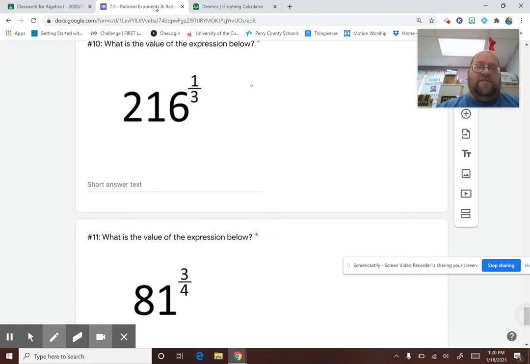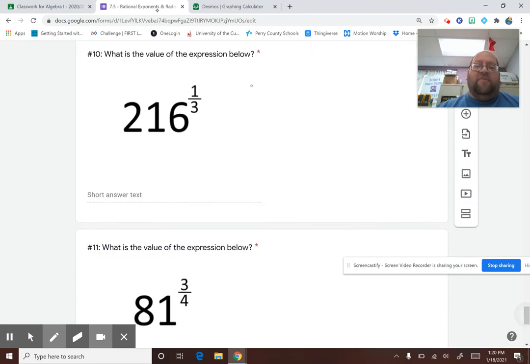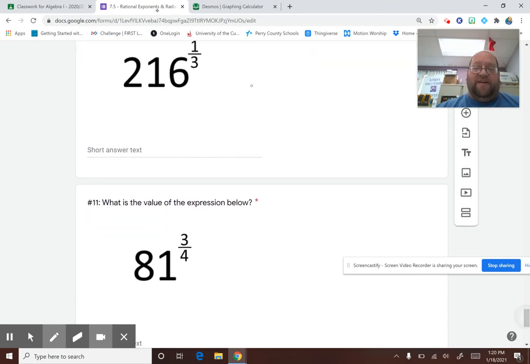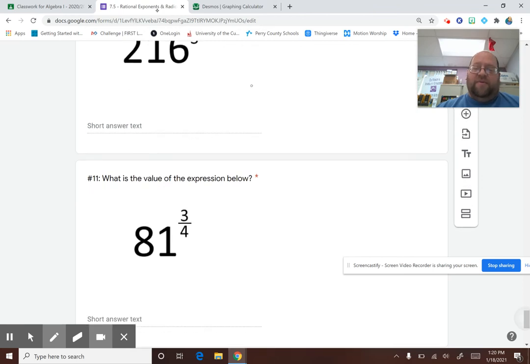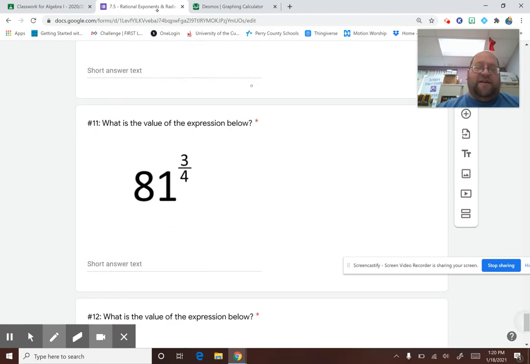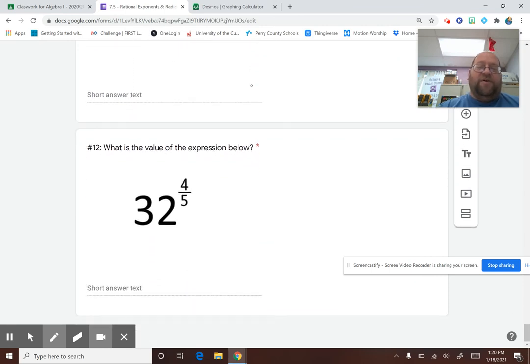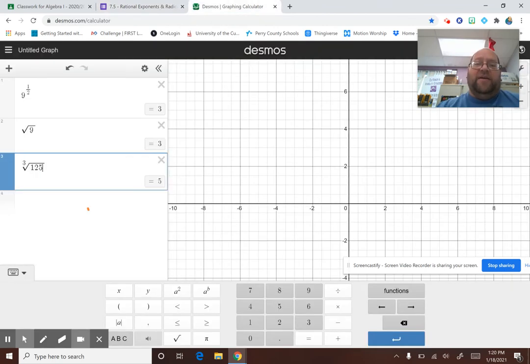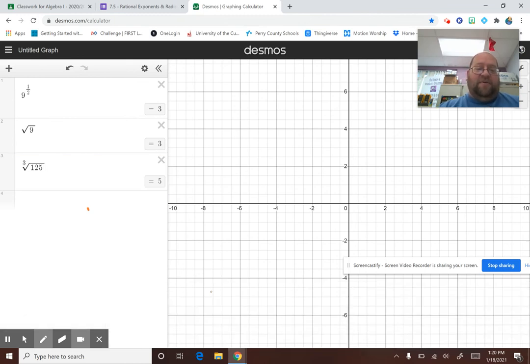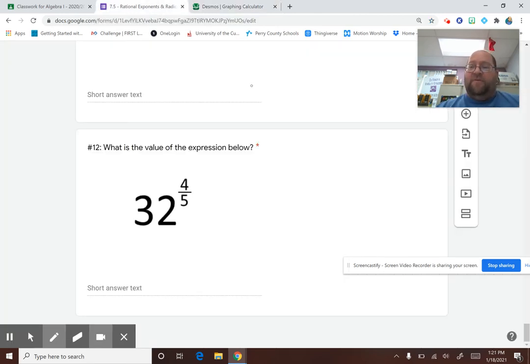What is the value of the expression below? Again, remember Desmos could be your best friend here. It will definitely help you to put these things into the calculator and get out a numerical answer, okay? So you can literally, like for number 12 in Desmos, put in 32 raised to the 4/5 power. Remember that you can just use your a to the b key right here, and that will allow you to raise anything to a certain power. Okay. Hopefully this has been helpful.